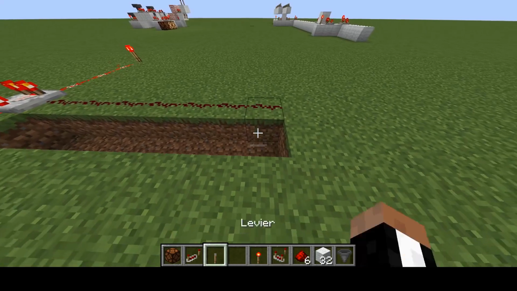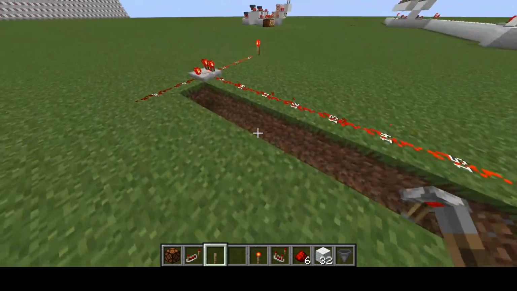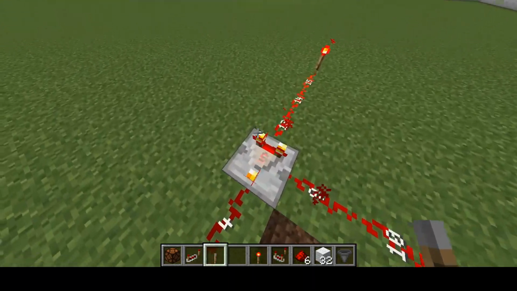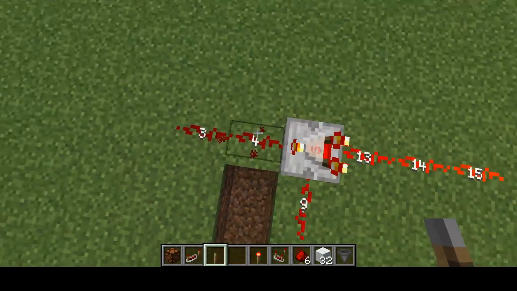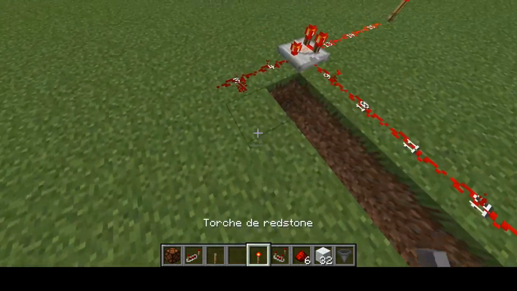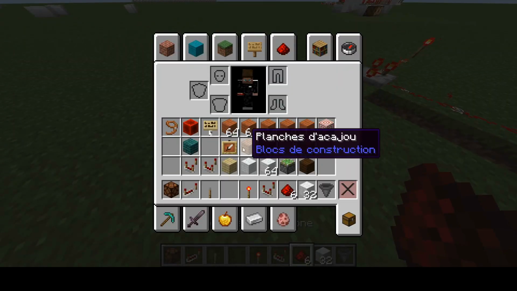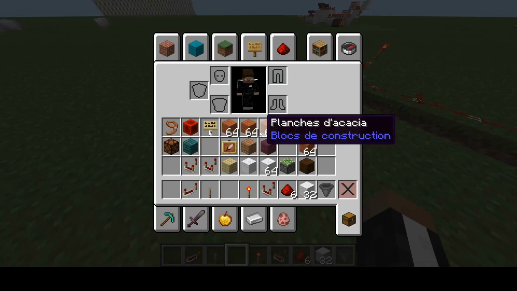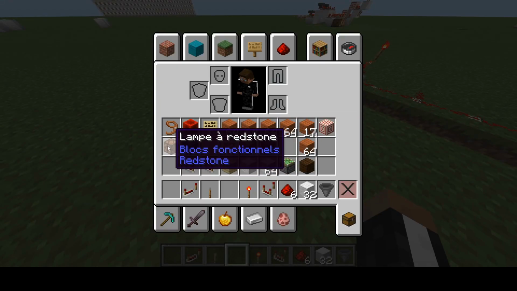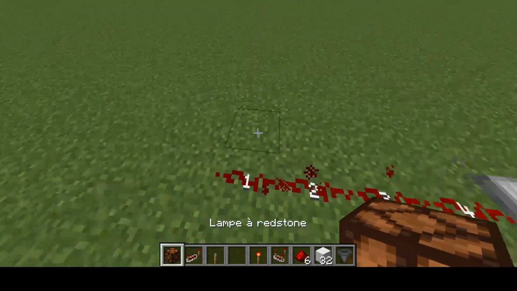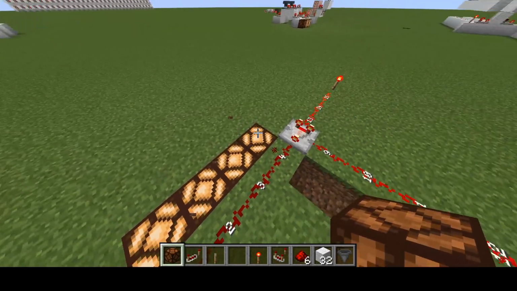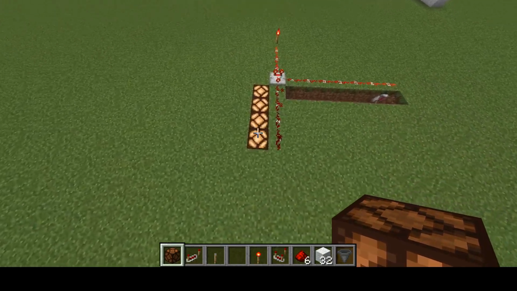Let's go ahead and do, I don't know, 9 minus 13 gives us 4. Look at that. That means it will also travel a signal strength of 4. So theoretically, if we take our redstone, just do this, we have 4, not 5.